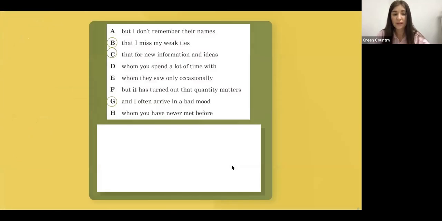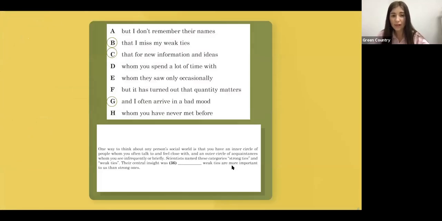Let's have a look. The next one. One way to think about any person's social world is something. Okay, their central insight was something. Weak ties are more important to us than strong ones. What are your options here for 36?